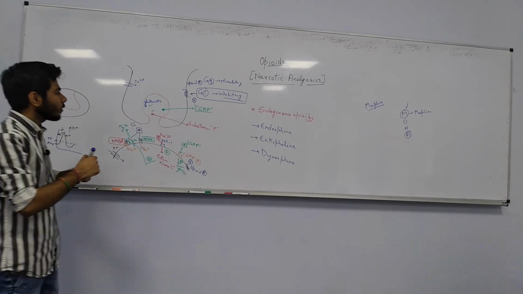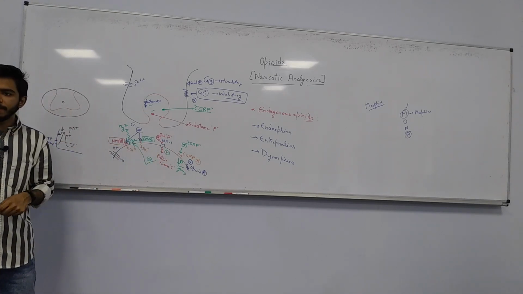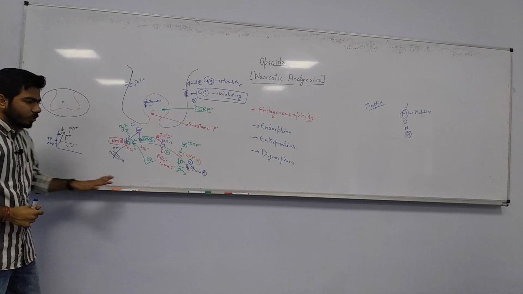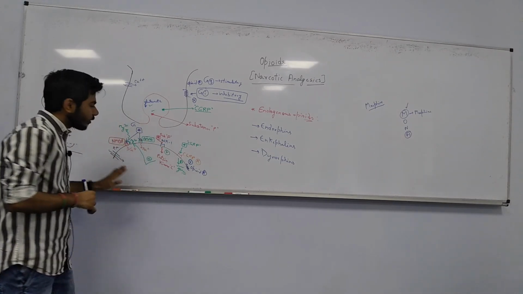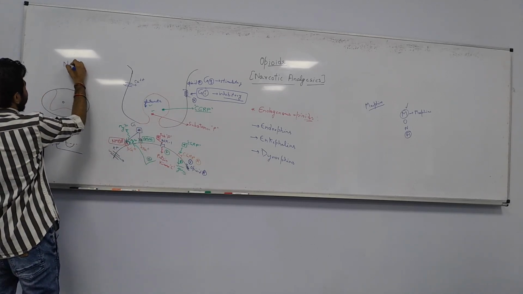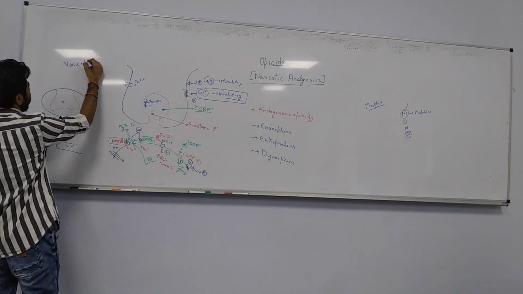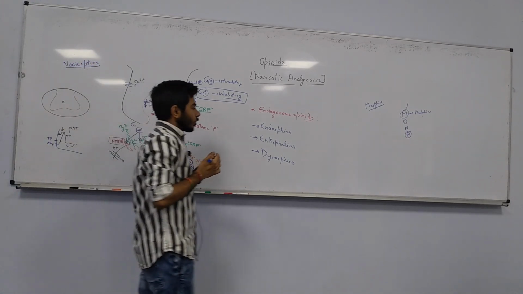So it is working on, first of all, inhibiting this depolarization process, and it is stimulating the hyperpolarization process inside this neuronal system. Understood? So you talked about the machinery, how the pain machinery is happening. We are talking about the nociceptors over here, pain sensation. Okay, so these were the endogenous opioids.